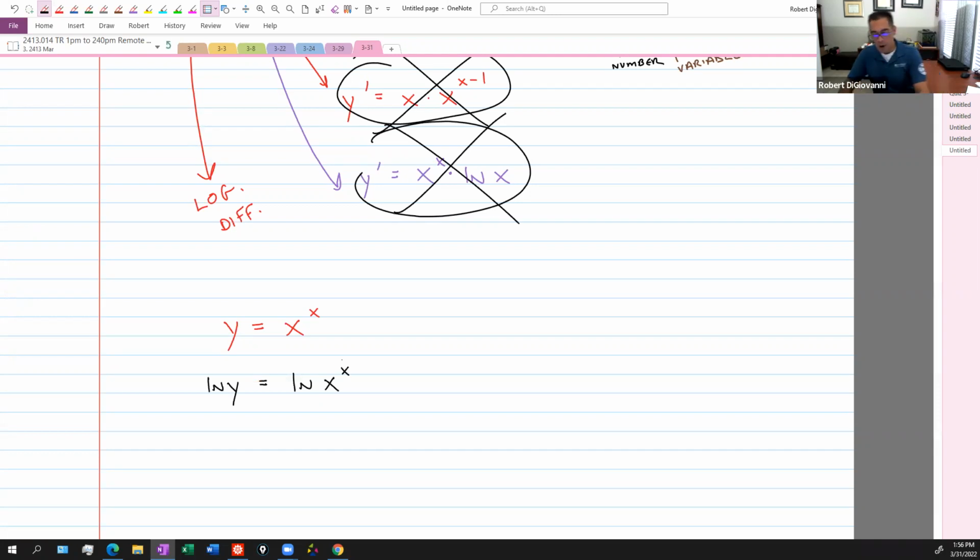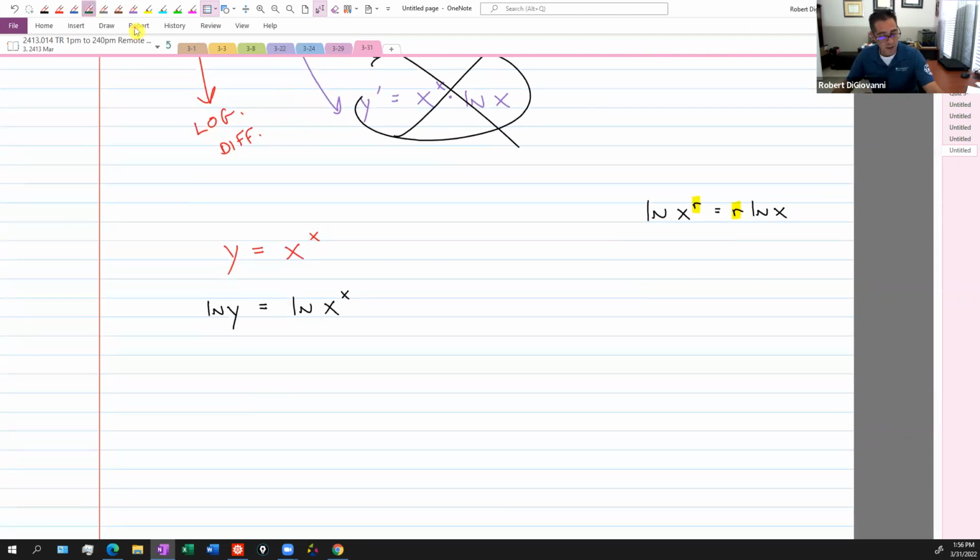Now, do you remember that property of logs that said if you had log of x to the r, the r can come down, r times natural log x? Remember that property? This property actually does work even if r is a variable. So even if this was x to the cosine x, it doesn't matter. No matter what this is, this can come out in front. Which is great news, because now I can bring this x out in front here. And now I have natural log y equals x times the natural log x. Do you see that I've now pulled that x out of the power, right?